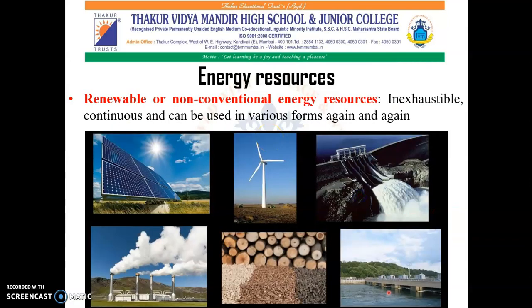Energy resources are the resources that are used for getting energy. They can be classified into two types: renewable energy resources and non-renewable energy resources. Let us understand both of them in detail. Renewable or non-conventional energy resources are inexhaustible, continuous, and can be used in various forms again and again. For example, solar energy, wind energy, the energy obtained from water and oceanic waves, wood, etc.